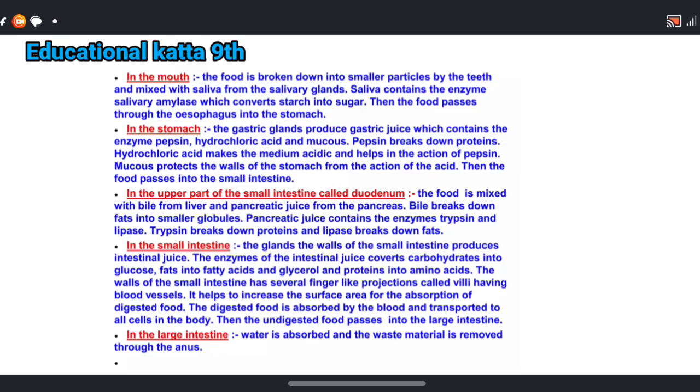Liver, it is the largest gland of the body. The liver secretes bile juice which has salts present in it and helps in emulsification of fats. That is, it converts large fat molecules into smaller globules. The bile juice is stored in a gallbladder temporarily for further use. Then we come to intestinal glands. So walls of intestinal, means small intestine, they contain numerous glands that secrete intestinal juice.